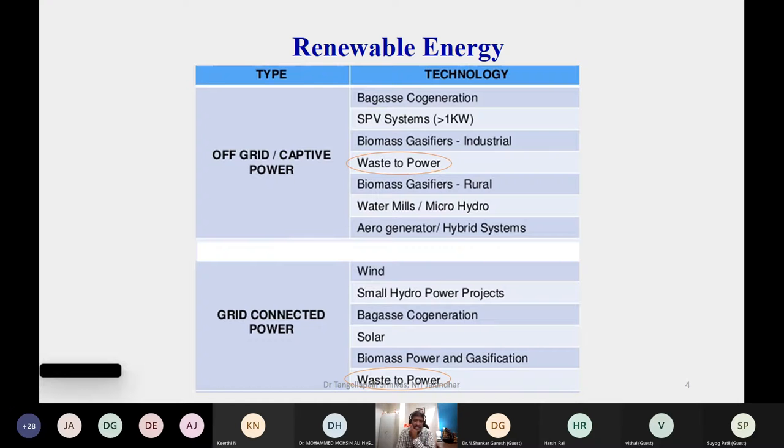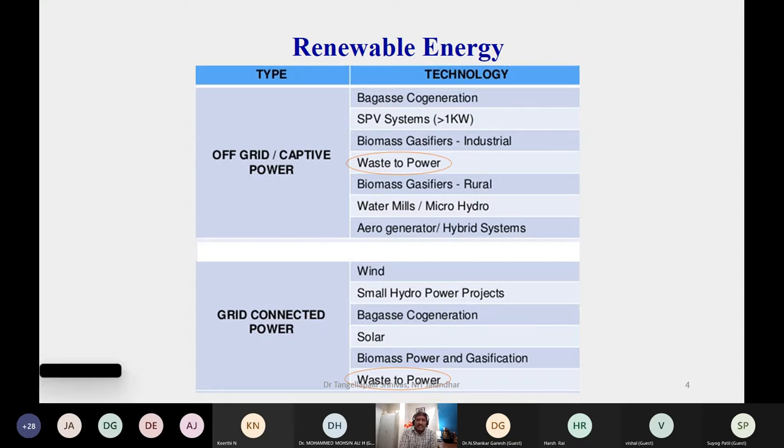First, let us see the size of these power plants, especially renewable energy as well as captive power plants. Our focus is waste to power. They can be designed both at the off-grid level as well as grid connected. For very small capacity, you can say off-grid captive power. Where the size is too big, in megawatts, there is a surplus of electricity that they are able to generate, and that extra electricity can be supplied to the grid.